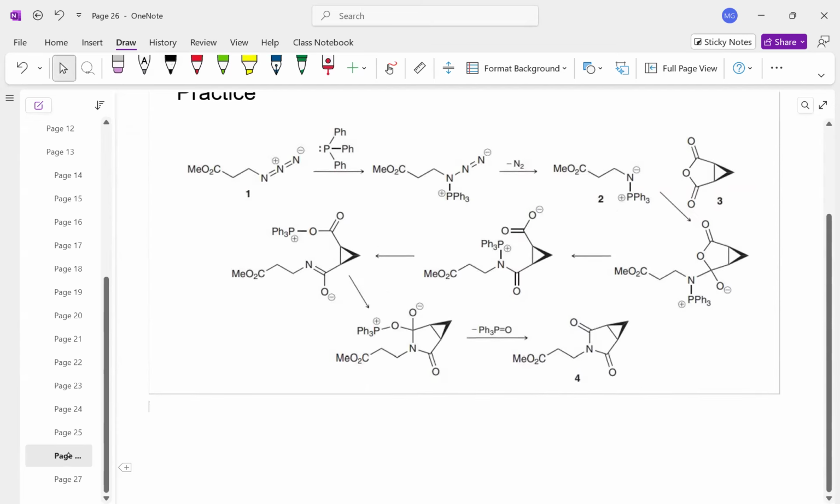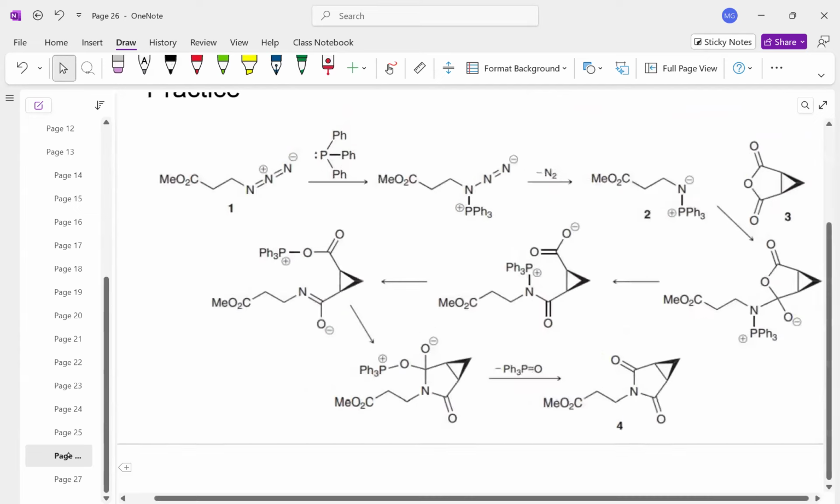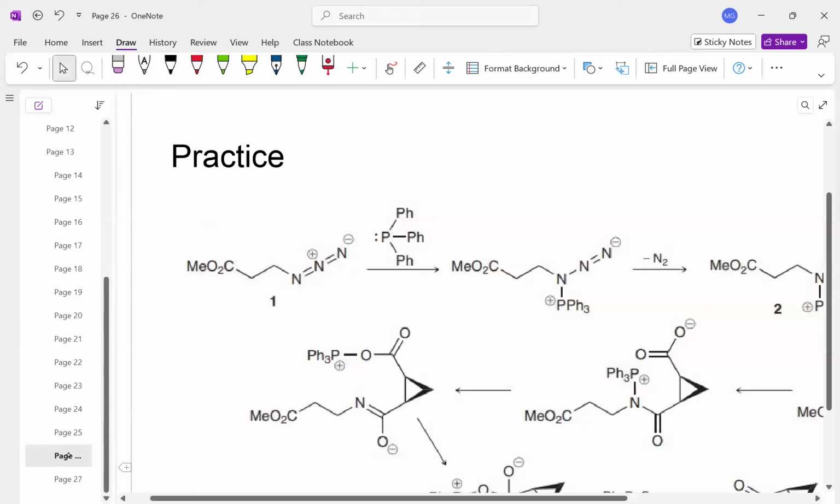All right, look at all of this stuff. It's very easy to go cross-eyed here, especially when you just expect me to draw all these arrows for all this stuff. Well, again, all I'm asking you to do is look at what has broken and what has formed. So let's just focus on this first reaction.